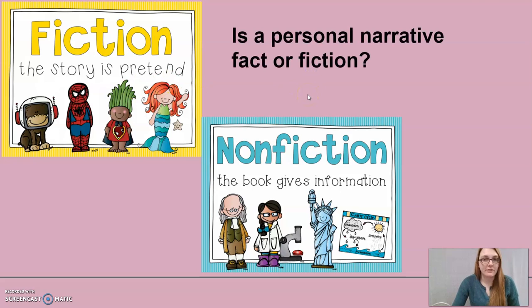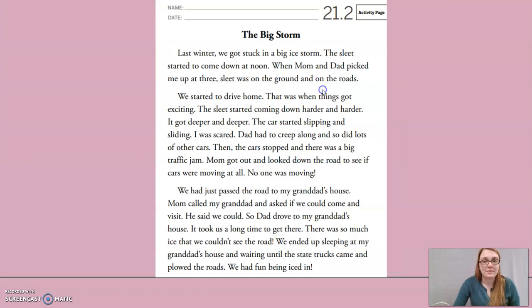Is a personal narrative fact or fiction? What do you think? Yes, a personal narrative is fact. It's something that really happened. However, it might have some features that sound like fiction, but it is in fact nonfiction.